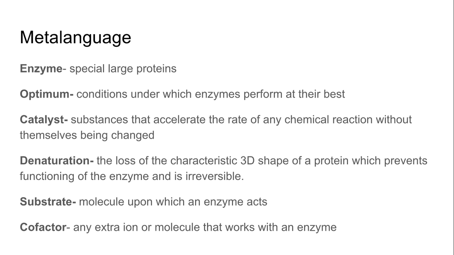Some of the meta-language we're going to use today: an enzyme is a special large protein. Optimum is the word we use to refer to the conditions under which enzymes perform at their best. A catalyst is a substance that accelerates the rate of any chemical reaction without itself being changed. Denaturation is the loss of the characteristic 3D shape of a protein, which prevents functioning of the enzyme, and it is irreversible. The substrate is a molecule upon which an enzyme acts, and a cofactor is any extra ion or molecule that works with an enzyme.